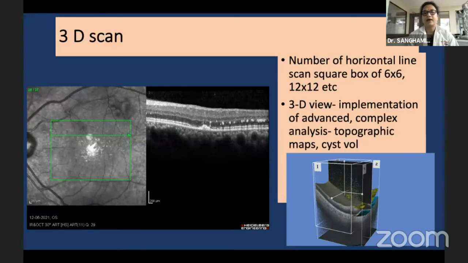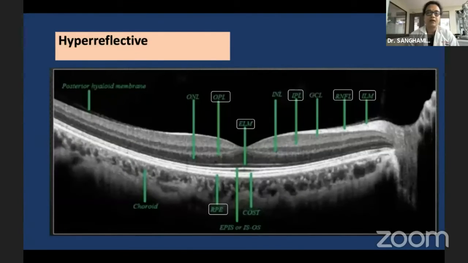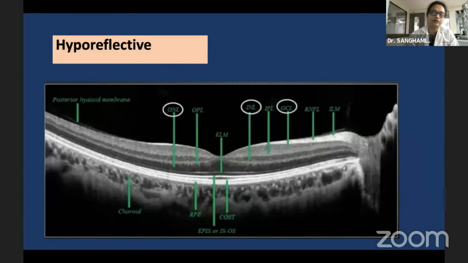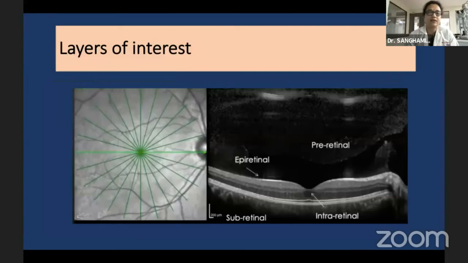A 3D scan is a number of horizontal line scans of a square box of 6 by 6 or 12 by 12. With a 3D view, implementation of advanced complex analysis, topographic mapping, or cystic volume analysis can be done. What we need to know in OCT is the hyperreflective and hyporeflective zones. There are 3 hyporeflective zones, so the rest are hyperreflective in a normal OCT. The ONL, the outer nerve fiber, ganglion cell layer, and the inner nerve fiber layer are the hyporeflective zones. The rest are hyper.